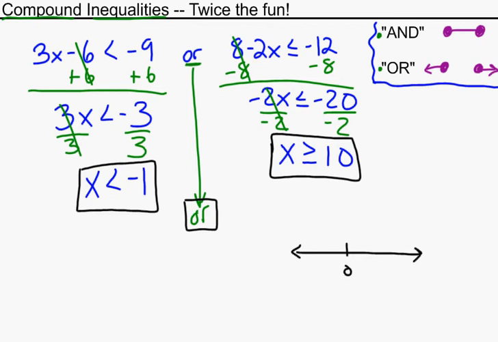So I'm going to put a reference point, I'm going to put a negative 1, and I'm going to put 10 out here, roughly to scale. Check what kind of dots I have. I have an open dot at negative 1, I have a closed dot at 10, and then I shade all the numbers above 10 or equal to 10, and all the numbers below negative 1, which represents my solution set to the compound inequality.